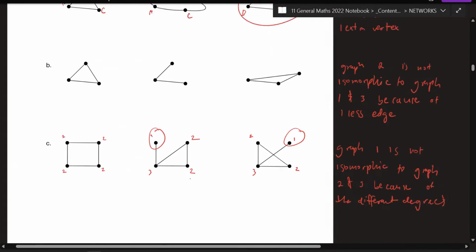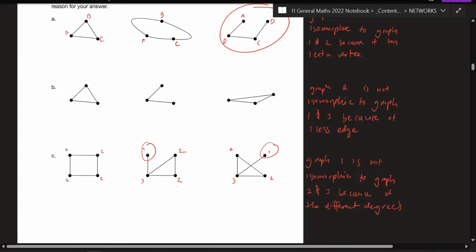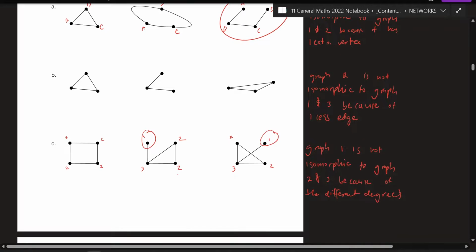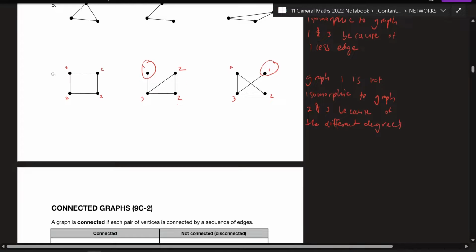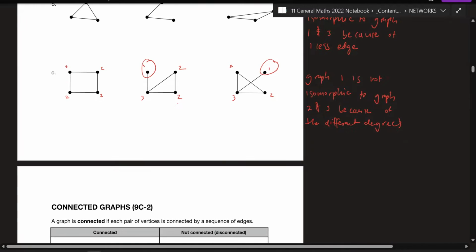So remember, there's 3 things you should look for. The same number of edges and vertices, and then the same degrees for each vertex. Okay, those are the things you've got to look out for. All right, I think that'll be it for that one.